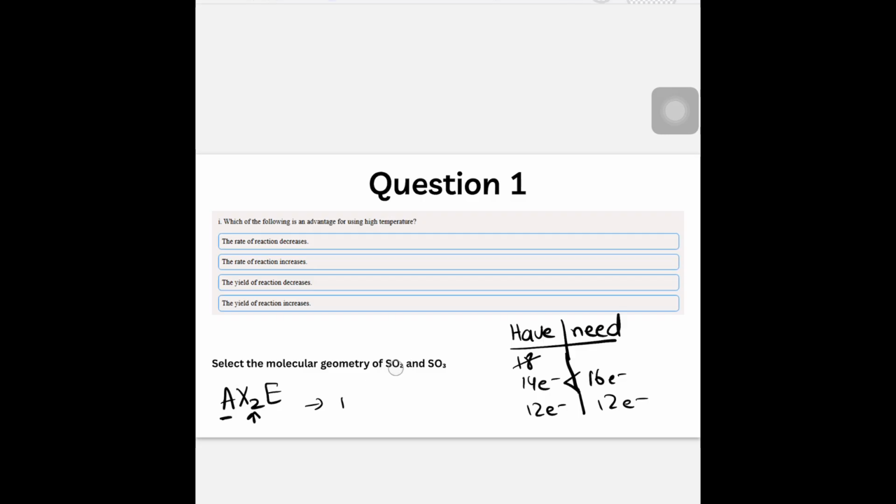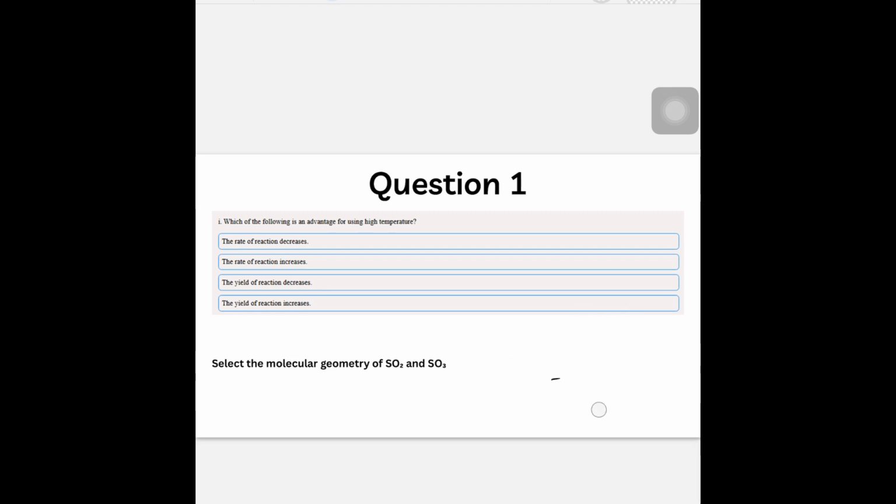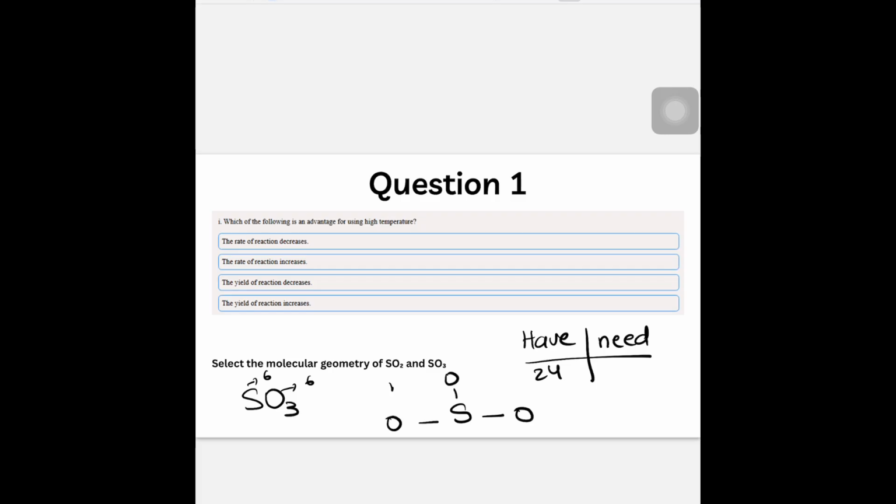Now let's go over SO3. Let's do this method again. So for SO3, I'm also going to use this table, have and need, and I'm also going to write SO3. Now S has 6 valence electrons and oxygen has 6, so I have 6 times 3, 18, plus 6, so I have 24 electrons. I will first draw S and connect the oxygen atoms with the sulfur atom. And then I'm going to count how many electrons I have used and how many I need to satisfy the octet. So I've used 1, 2, 3, 4, 5, 6 electrons, so I now have 18.